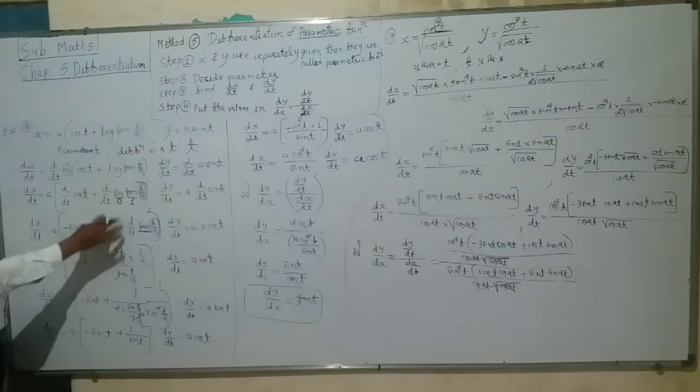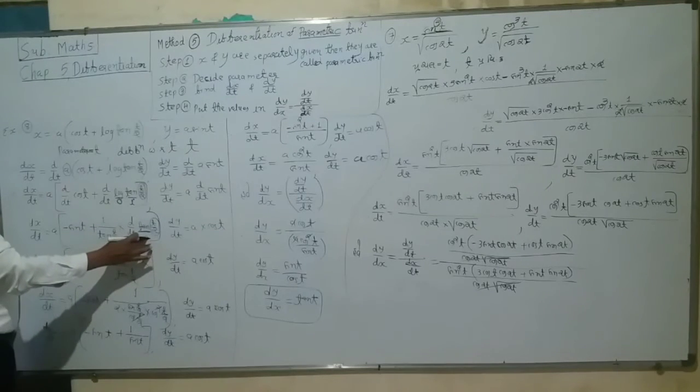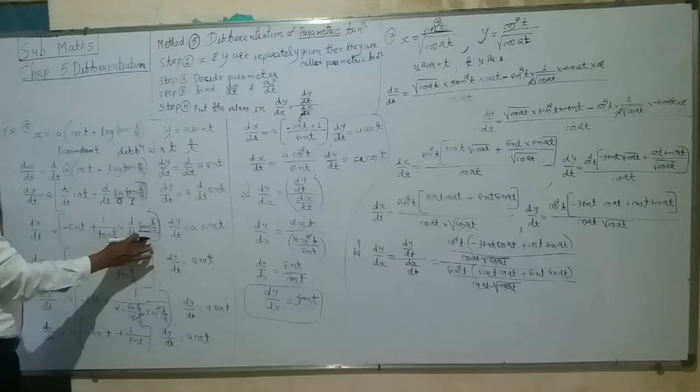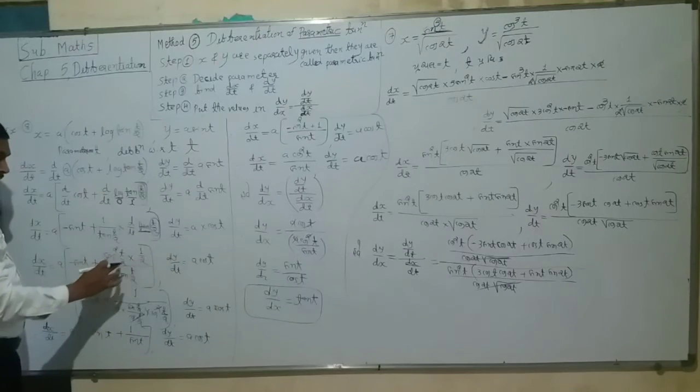In this way, d by dt of log 10 t by 2 is equal to 1 upon 10 t by 2, multiplied by the differentiation of the inner function. Now d by dt of tan t by 2 is also a composite function. Tan is the outer function, t by 2 is the inner function. The differentiation of tan x is sec square x.